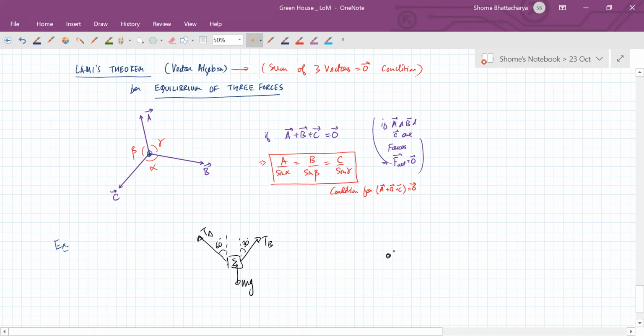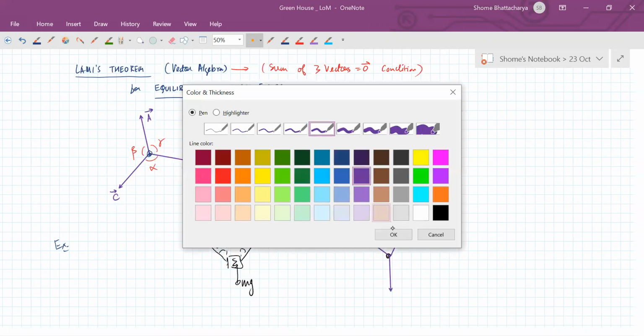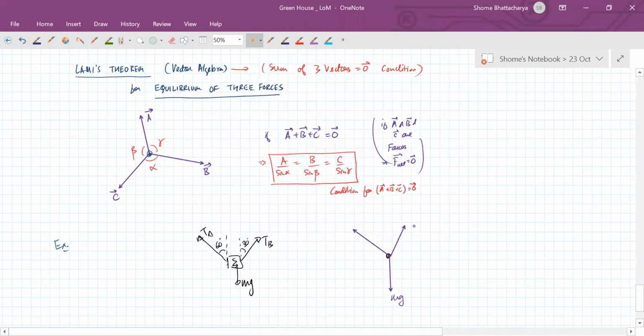Okay. So the combination of the three things was 0: this tension, this tension, and the weight. So you'll see that using this theorem will really speed up the solution. You will not have to solve two equations simultaneously. We will directly get the answer.